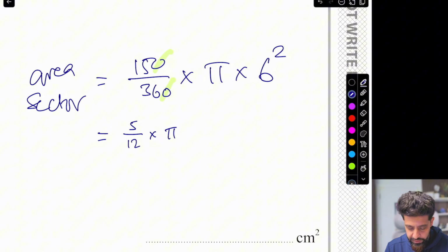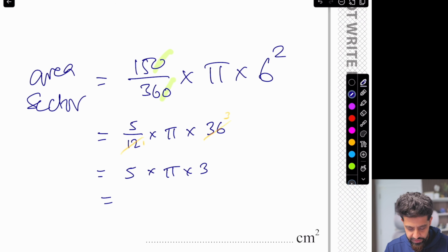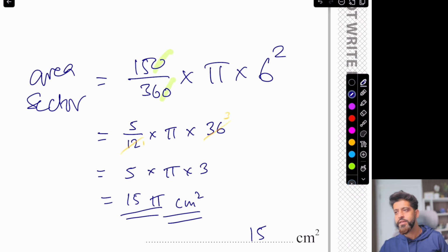So we've got times pi times 6 squared, which is 36. So if we just do the 5 and 30, oh, actually, we've got 36 and 12. So they're something that can be simplified. So 36 divided by 12 is 3, and 12 divided by 12 is 1. So we end up having now 5 times pi times 3. We'll just do the 5 times 3, which is 15. So it's 15 pi. So the answer is 15 pi centimeters squared. And that's our answer there. Oh, I forgot to add pi there.